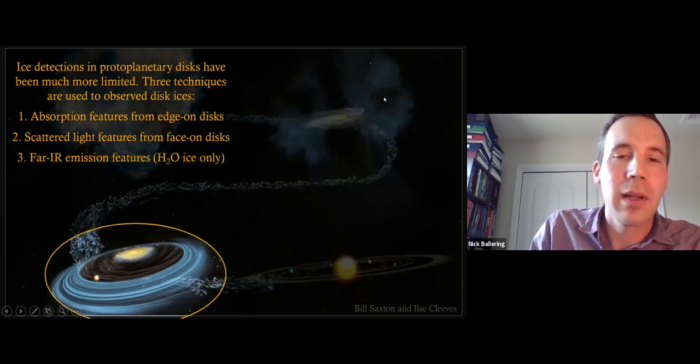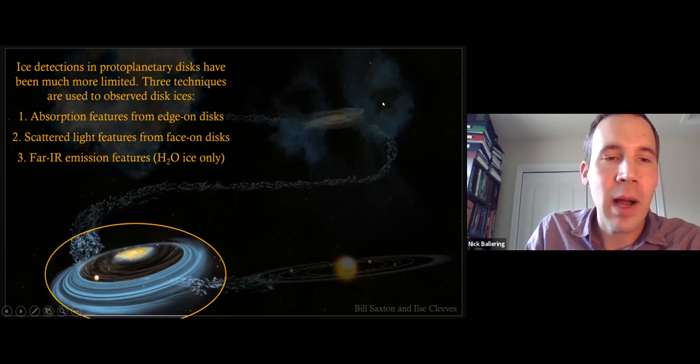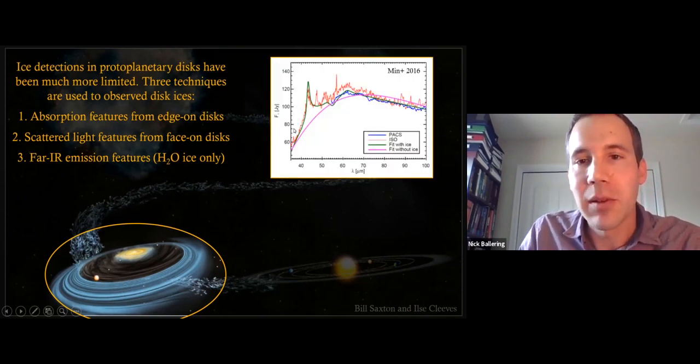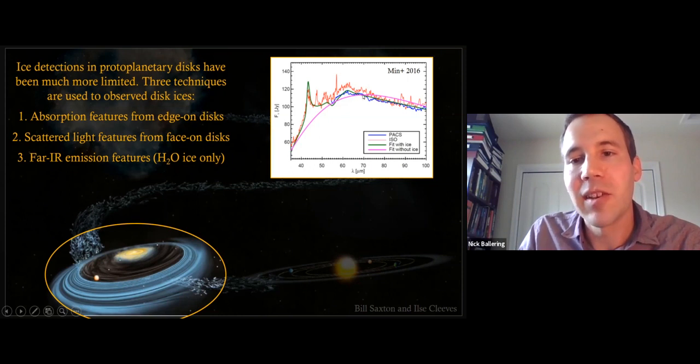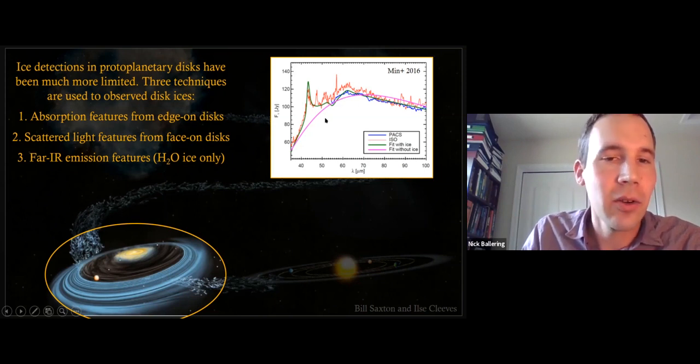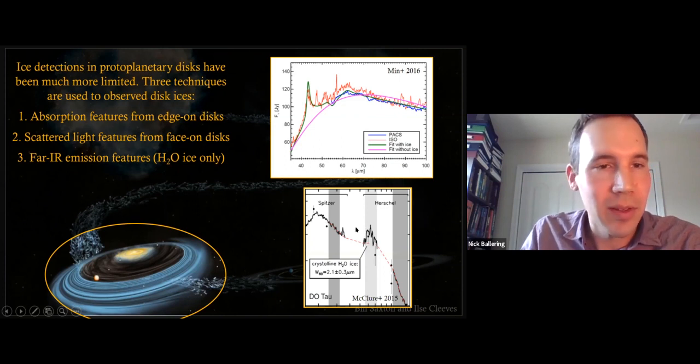And the third technique is to look for far IR emission features. These are only available for water. So the prominent features here are at 43 microns and 63 microns. And this has been done again for a few disks, first with the ISO observatory, and then later on a bit with the PACS spectrometer on Herschel. And here's a couple of examples of that.